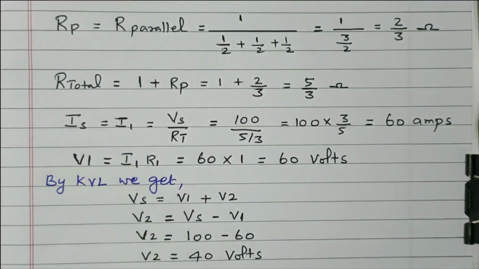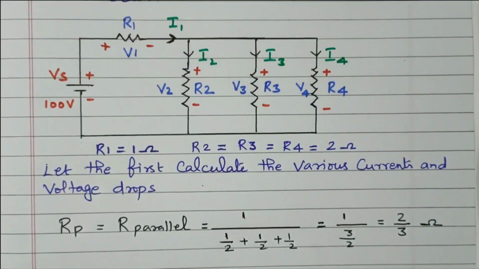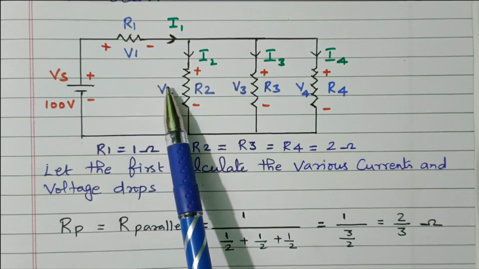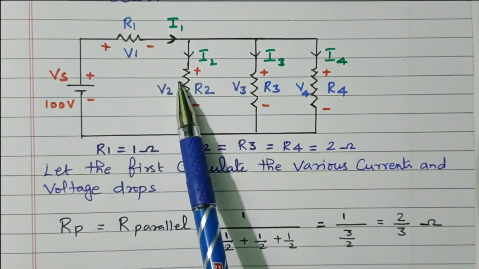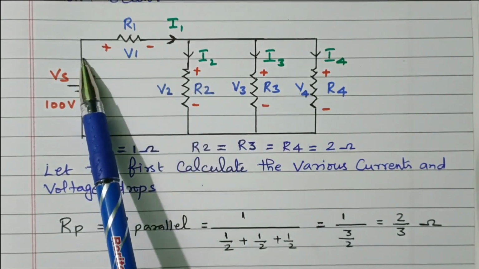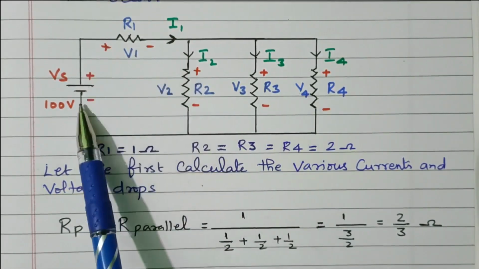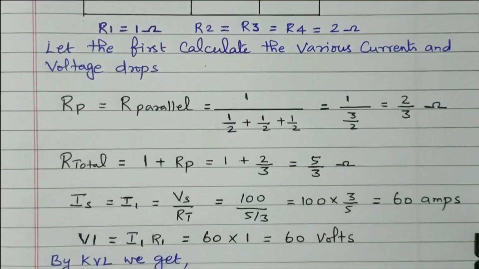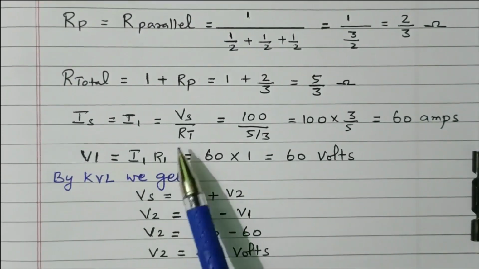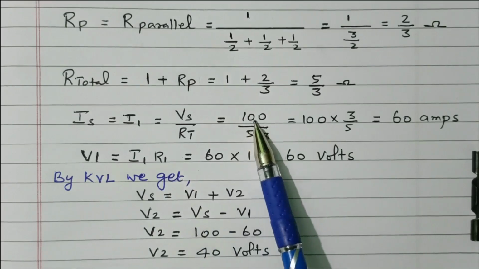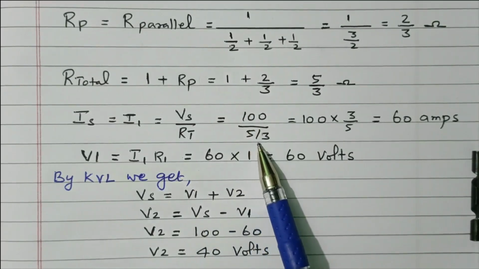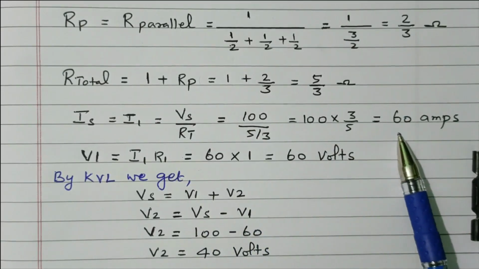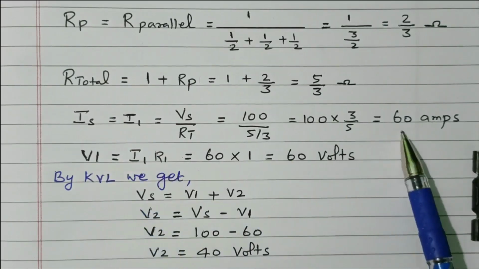Both are equal. Now we'll refer to the diagram again. This is R1, whose value is 1 ohm. This R1 is in series with this parallel combination, so 1 plus 2 by 3. Similarly, the source current is equal to the current I1. Both are the same, because R1 is connected in series with the source. So that is Vs by RT. Vs is 100 volts, and the total resistance is 5 by 3. So it is 100 into 3 by 5, that is equal to 60 amperes. So the source current as well as the current I1 is 60 amperes.